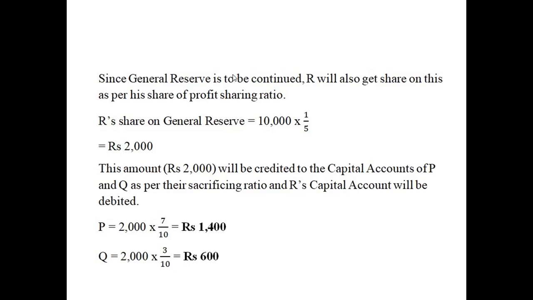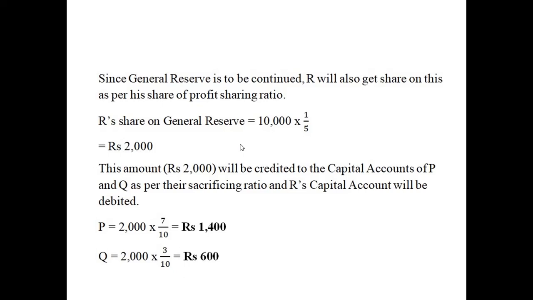Okay, so the amount of general reserve is 10,000 rupees, and the new partner, which is R, is being admitted for 1/5 share. So R will also get some portion, that is 1/5 of 10,000 rupees. So the R share on general reserve will be how much? 2,000. 10,000 into 1 by 5. This 10,000 is the amount of general reserve, and this 1/5 is the profit sharing ratio of R. You can pause the video and read whatever has been written here.